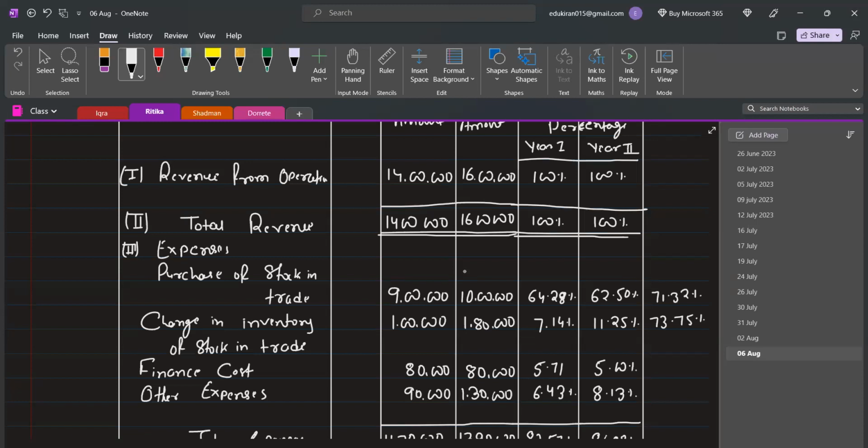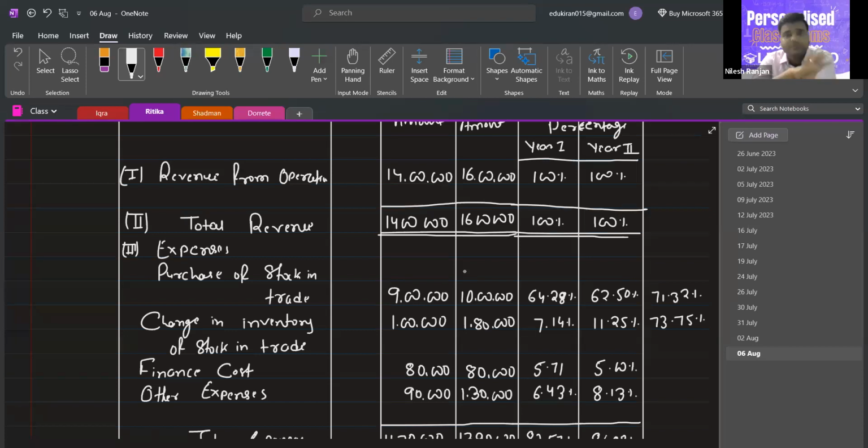In case of other expenses, our other expenses is increased in comparison with our sales. It is 6.43% in first year. It is 8.13% in second year. Now, this analysis is not required at the time of preparation of common size statement, but it can be asked in objective questions, in features of common size statement, or why we prepare common size statement. These kinds of questions we have to answer like this.